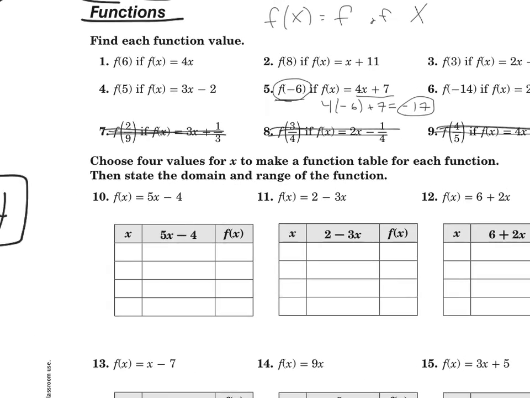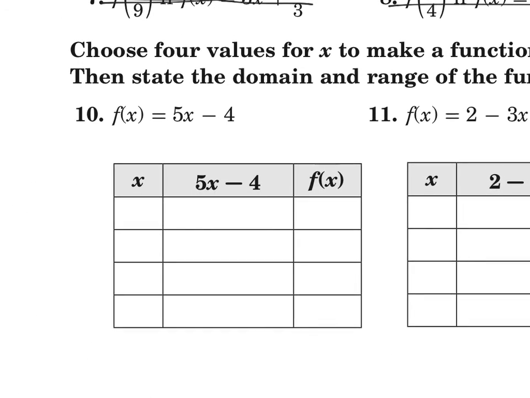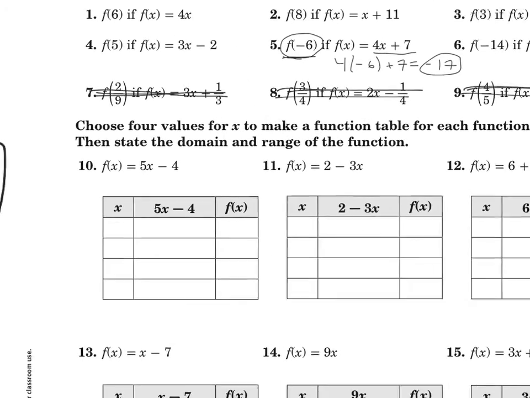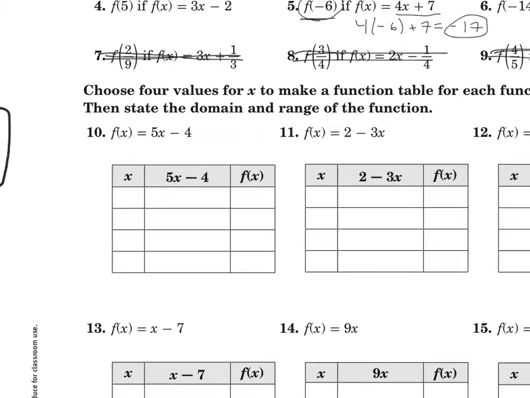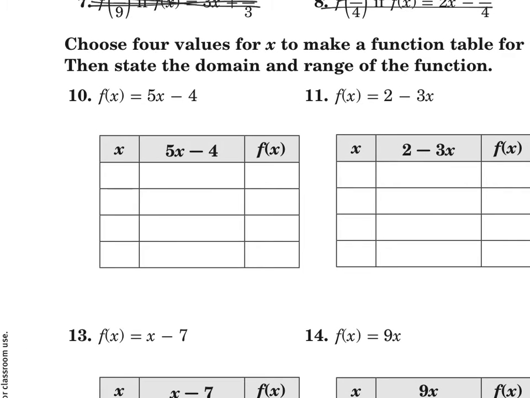The idea behind problem number 10, 11, and 12 is they want us to, it says choose 4 values of x to make a function table for each function. Then state the domain and range of the function. So what I would do is select easy numbers to put into the equation to make my math easier. So if I get to choose 4 values, I'm going to choose 4 numbers that make sense. Some easy math comes from multiplying from 0, 1, 2, and 3. So those are the numbers I'm going to choose.